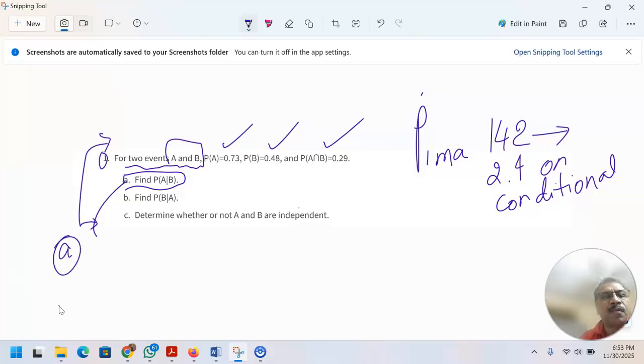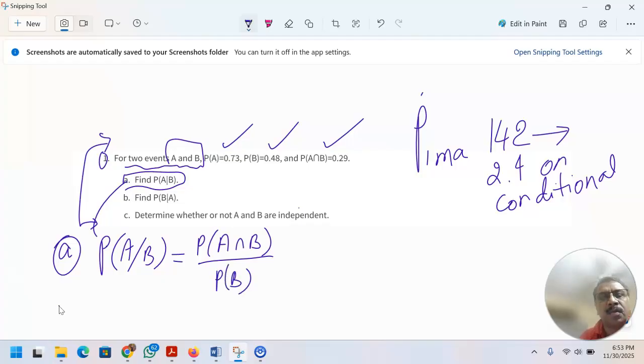The conditional probability of A when B has happened is the probability of A intersection B divided by the probability of B. This is the conditional probability formula that we have to use. Then you just plug in 0.29 and divide by 0.48. When you work it out on your calculator, you get 0.604. So that's the first one.